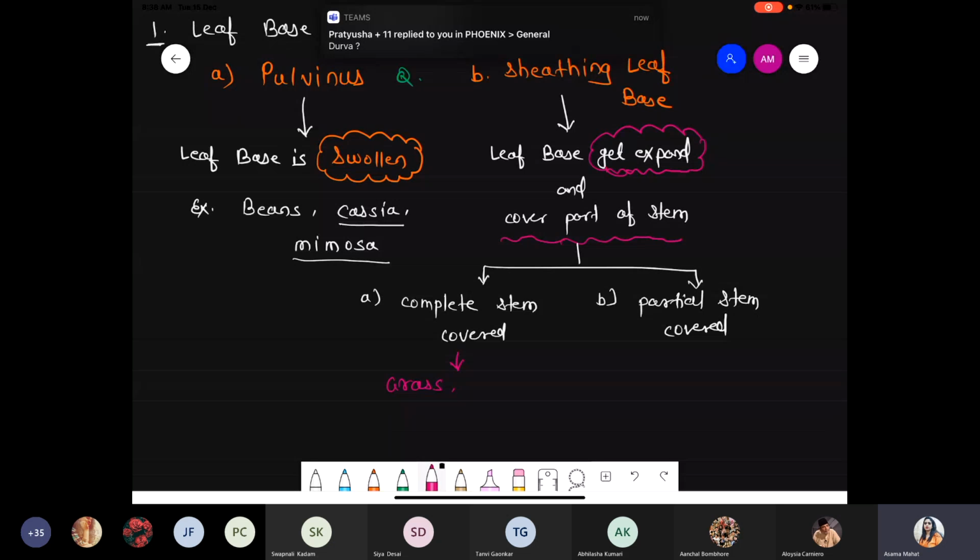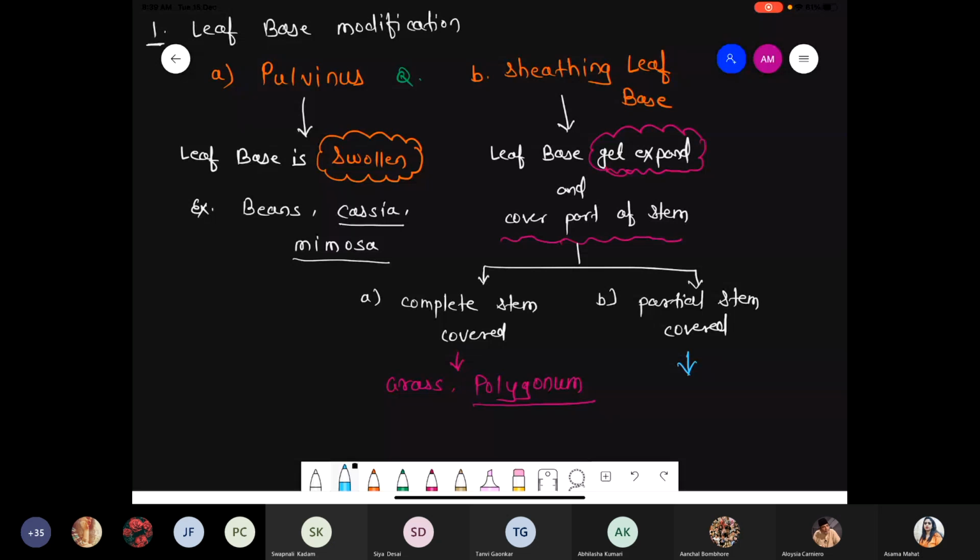I don't know what it is called in Konkani, but normally there is one kind of grass commonly. So grasses are one example, and another example is polygonum. When we are talking about partially covered, you can remember only one example: calotropis.